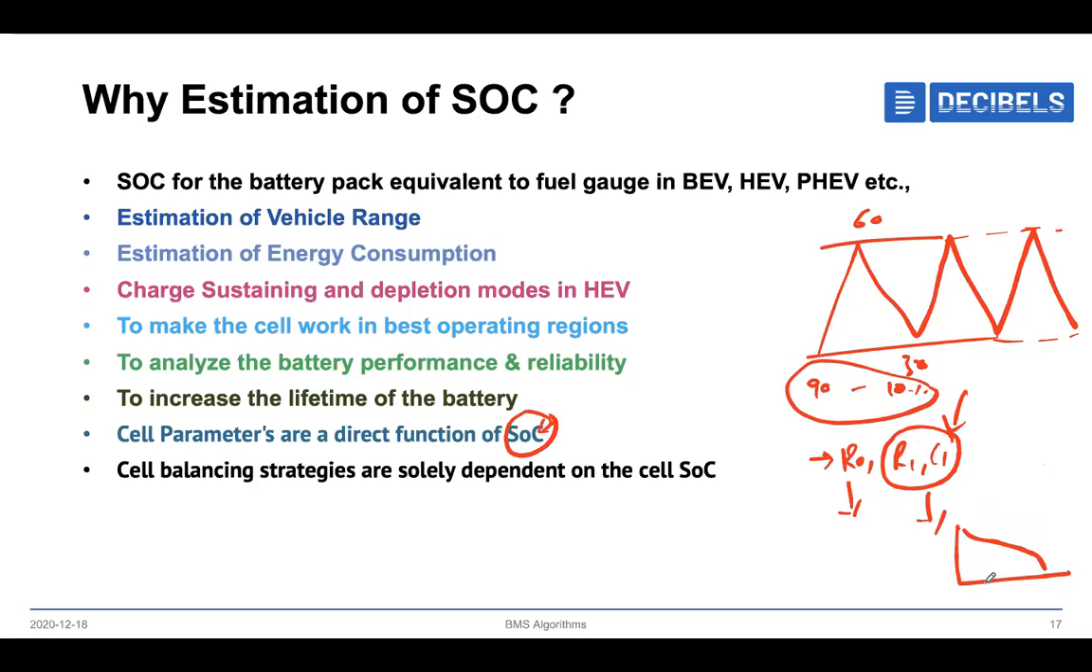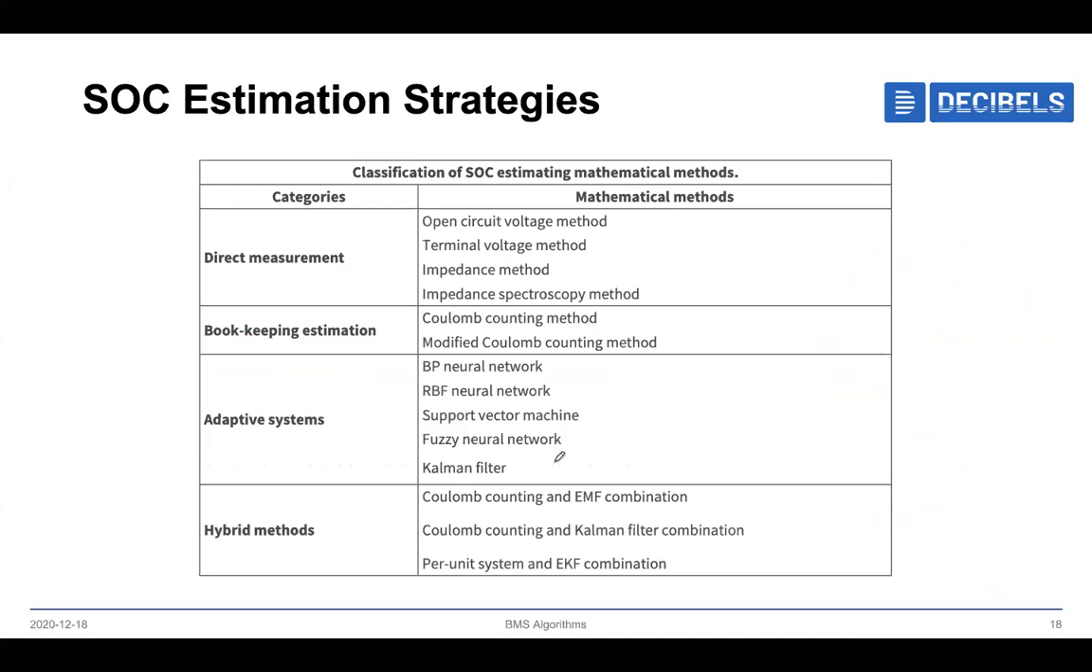When I show the SOC model, I will show you where I'm using these parameters and whether we are getting this behavior or not. And the cell balancing strategies are solely dependent on the cell SOC, which we have already discussed. So what are the available strategies for estimating the state of charge? You can see over here we have many methodologies or categories. Out of all of these, I'll mainly discuss three important strategies that we follow.